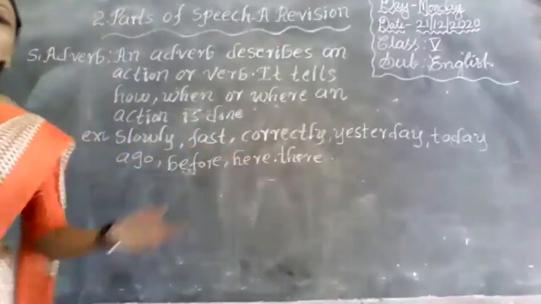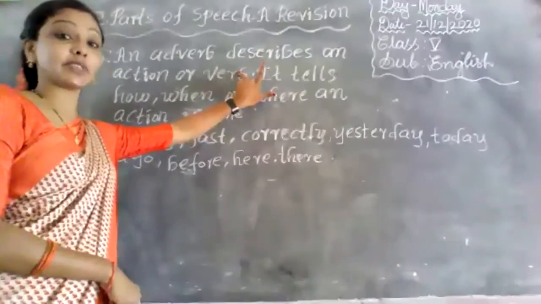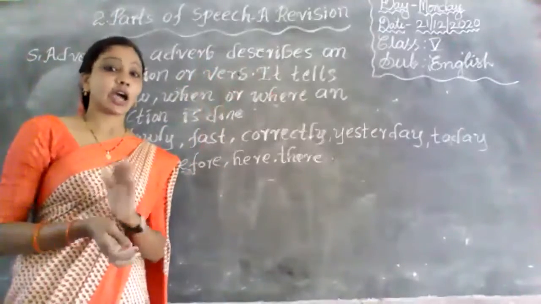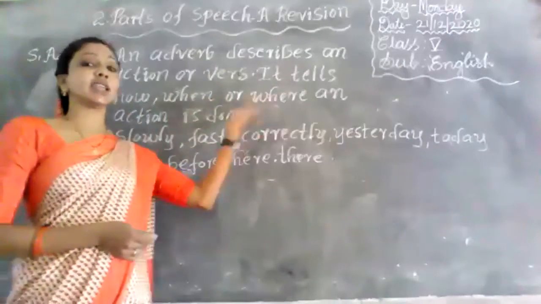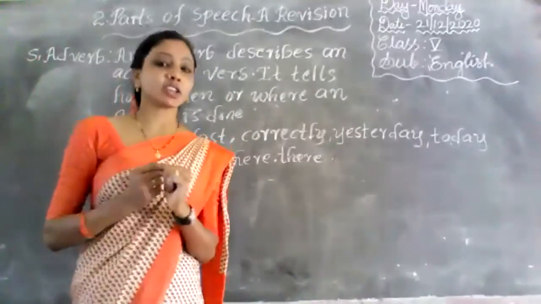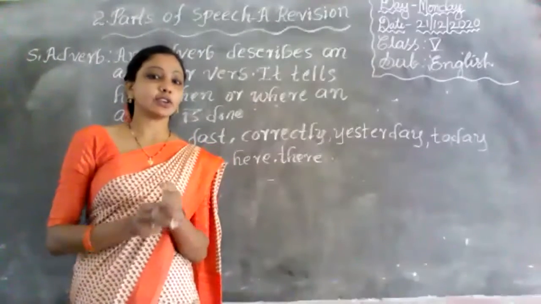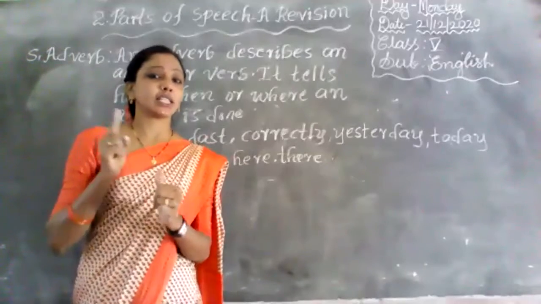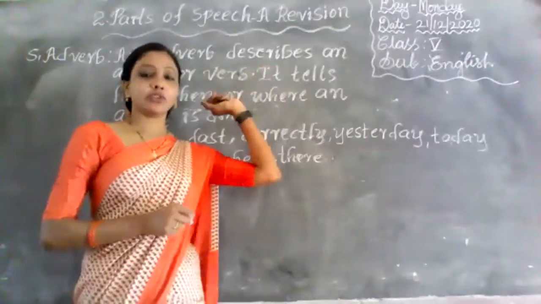So look here. What is an adverb? An adverb is a describing word. It describes an action. Action is nothing but a verb. It describes how the action has been done. It tells how, when, and where an action is done. So how the action has been done, when the action has been done, and where the action has been done. Did you understand? So it describes a verb. Not only a verb, it describes an adjective and also another adverb. Okay? So mostly it describes the verb.